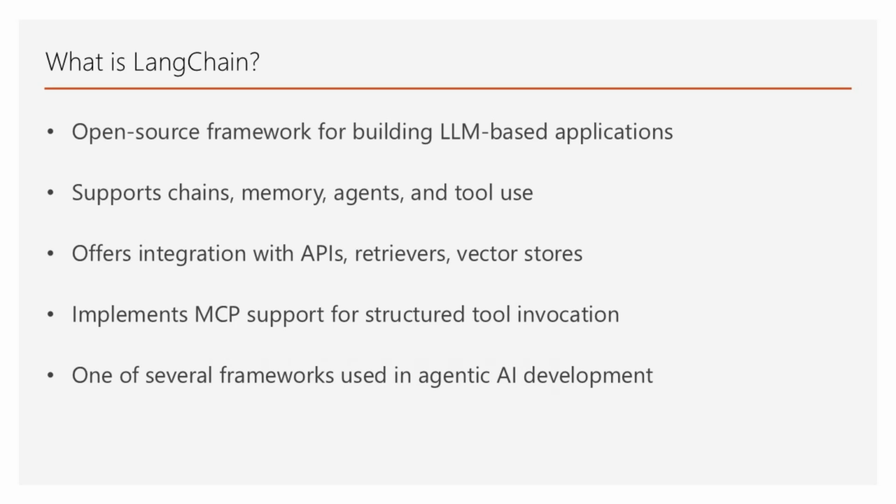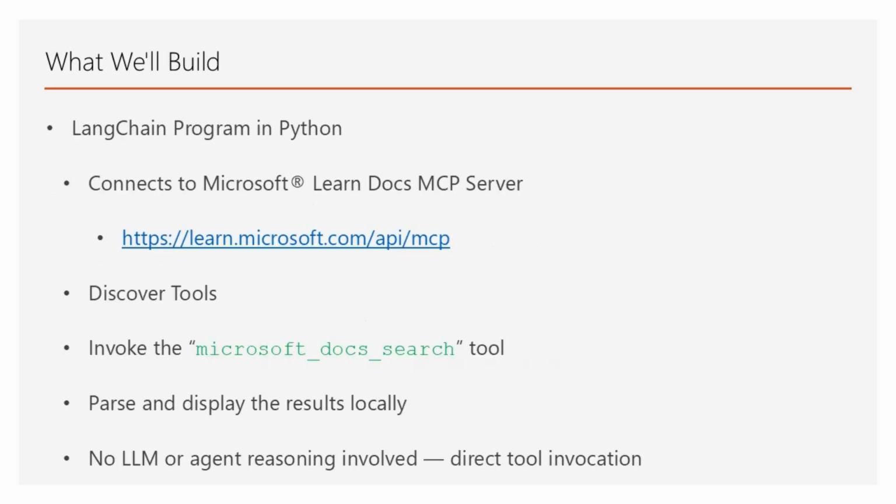What makes LangChain relevant here is that it supports MCP, allowing it to interoperate with external tools described using the Model Context Protocol. In this demo, we'll use that capability to connect to the Microsoft Learn Docs MCP Server. LangChain is available in both Python and JavaScript and, among others, is widely used for experimentation and prototyping in the agent tooling space. In this example, we're not using a language model or agent.